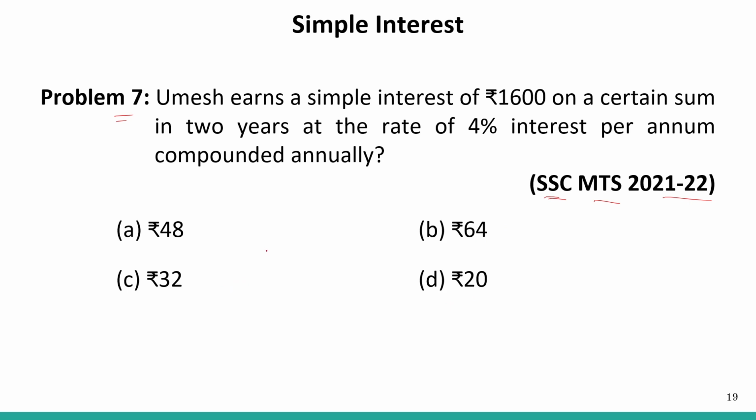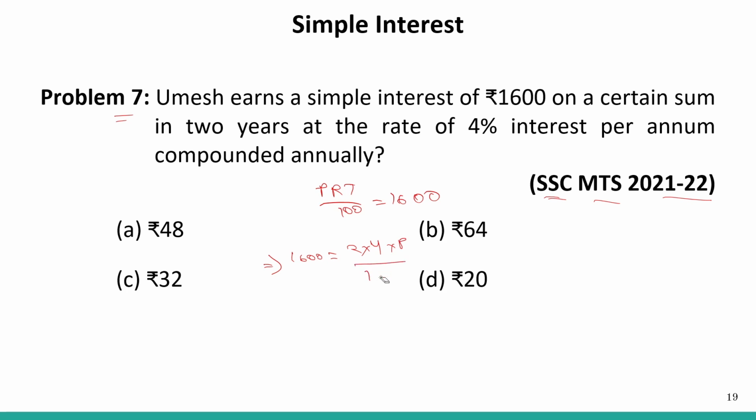So let's see. Given that Umesh earns simple interest, PRT by 100 is equal to 1600, right? Because here simple interest is given and the rate is in percentage, so we use this formula. So this implies that 1600 is equal to 2 into R is equal to 4, but P is unknown here, by 100, right?